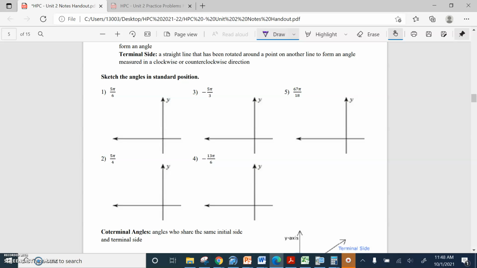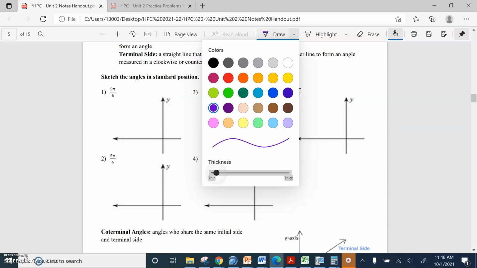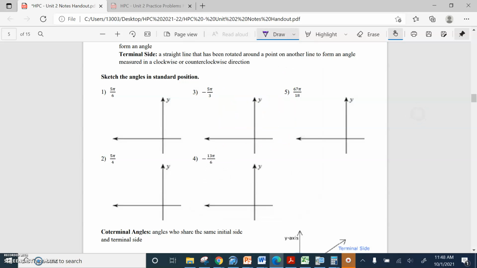So in standard position, let me thicken this up a little bit. The first one asks us to draw 5 pi over 6. The first thing we should probably remember is that to make an entire circle all the way around is 360 degrees. I think we all established that. In terms of radians, that would be equal to 2 pi. So 360 degrees is 2 pi radians. With that said, we're going to draw this out.